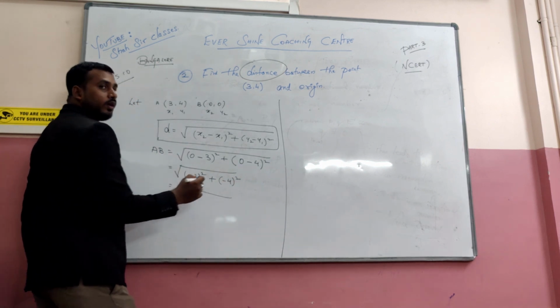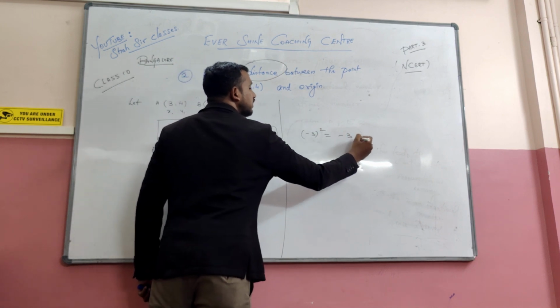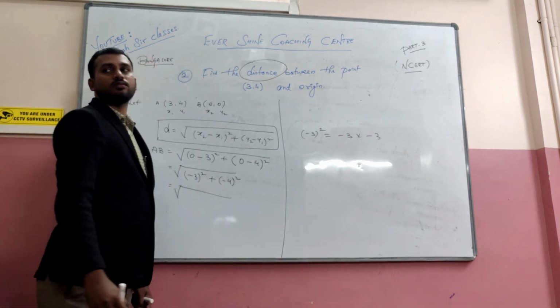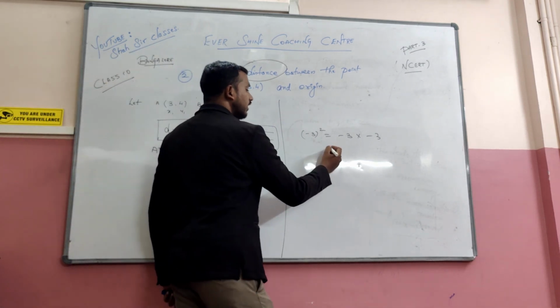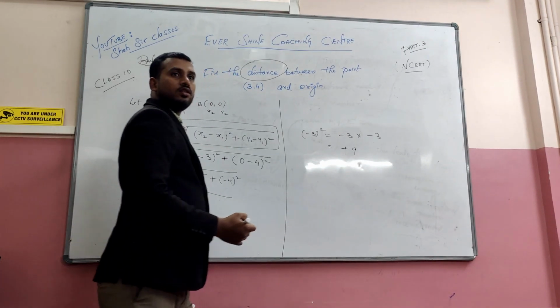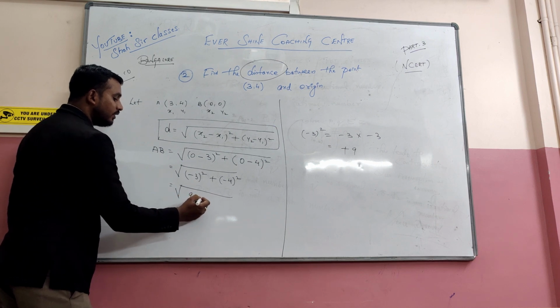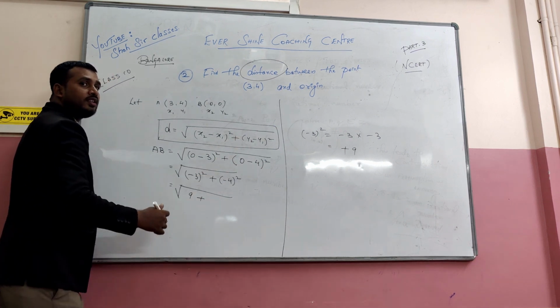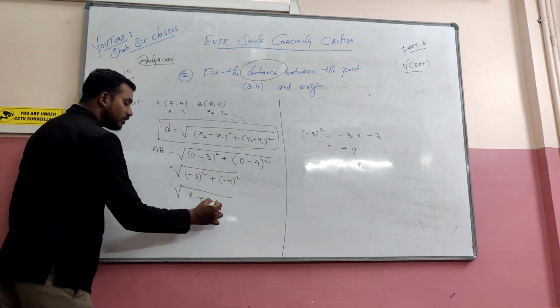of minus 3 whole square. Minus 3 whole square means what? Minus 3 we should multiply 2 times. Is this clear? Minus into minus is plus, 3 into 3 is 9. Any doubts? So minus 3 whole square is plus 9 plus minus 4 whole square is minus into minus is plus 4 4s are 16.